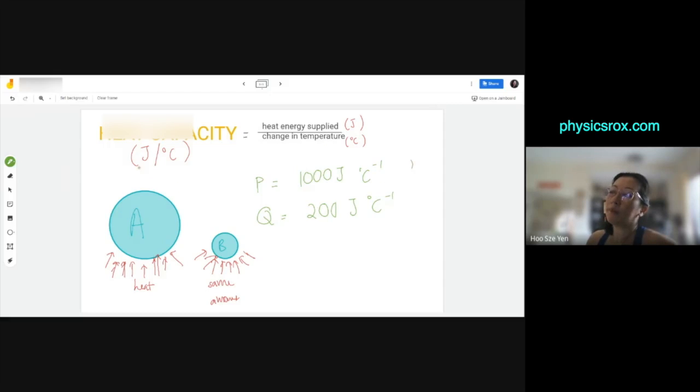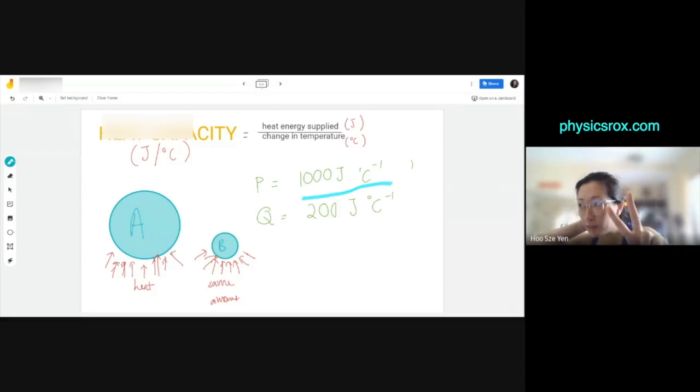What does this mean? If P has 1000 joules per degree Celsius, it means if we want the temperature to change by 1 degree Celsius, you need to put in 1000 joules. That means if you want 2 degrees Celsius, 2000 joules. Compare this to Q. Q, every 1 degree Celsius change, you only need 200 joules. So if you want to change 2 degrees Celsius, means 400 joules.